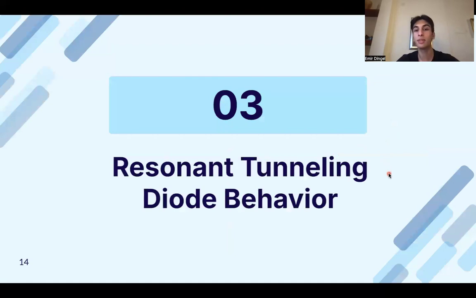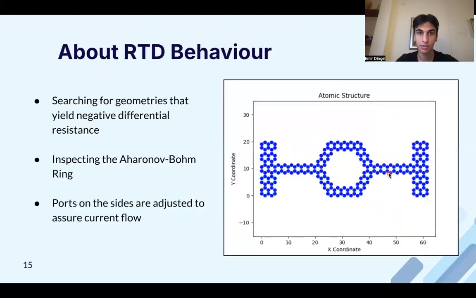Now let's move on with the resonant tunneling diode behavior. As previously mentioned, we have proved that the edge structures of graphene nanoribbons are thermalized, and thus we can now search for geometries that yield a negative differential resistance, hence causing an RTD behavior. In this case, we will be inspecting the Aharonov-Bohm ring suggested by Motohiko Ezawa, which you can see on the right, slightly adjusted with ports on the sides to ensure current flow.